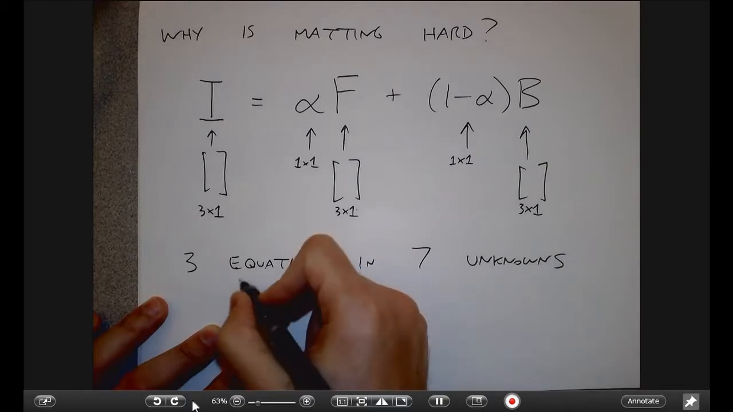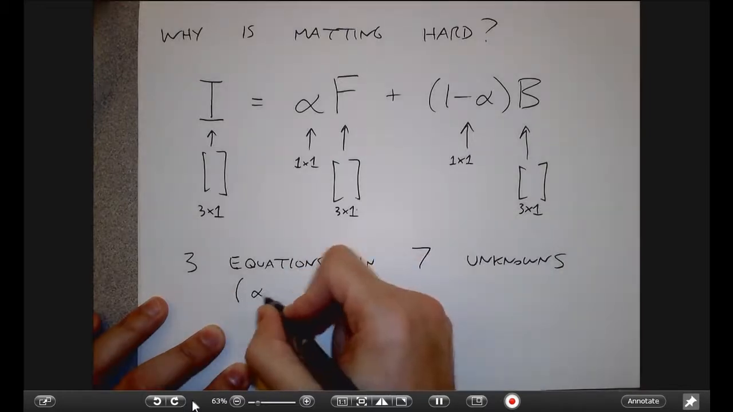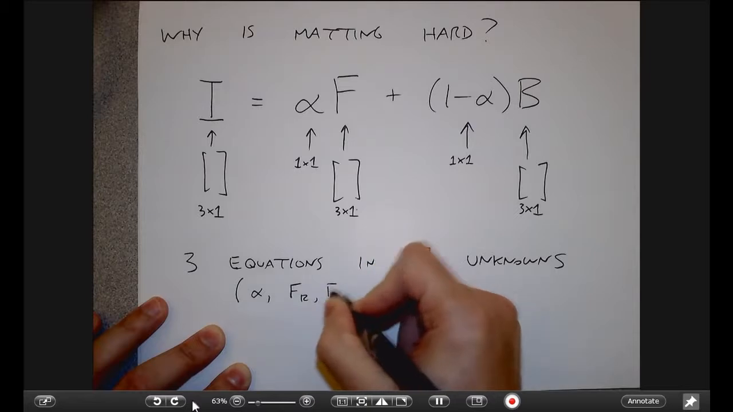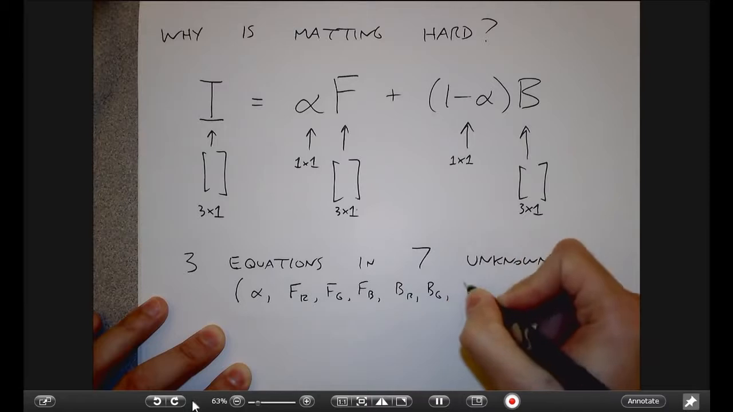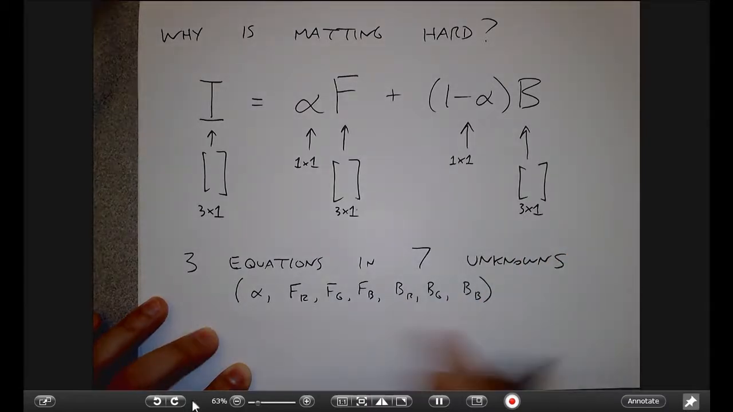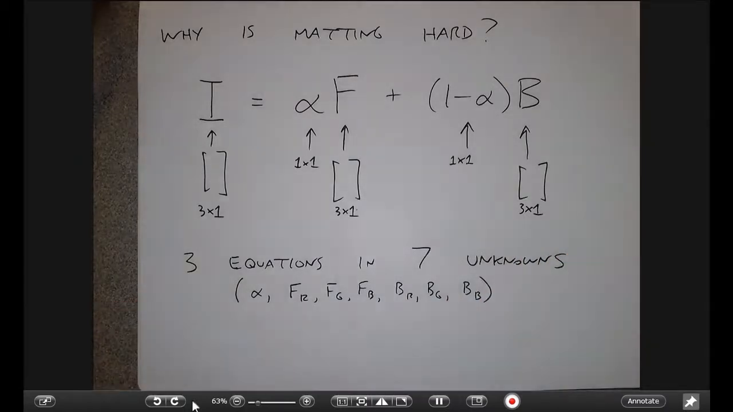That means I have alpha, foreground red, foreground green, foreground blue, background red, background green, background blue. I don't know any of those things starting out, right? And the only thing I have at every pixel is the RGB of the image. So this immediately shows me that I don't have enough information to uniquely identify the foreground, background, and alpha. And so that presents a problem.